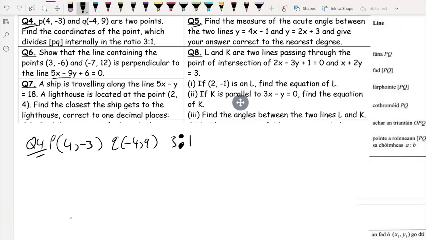As coordinate geometry line revision sheet 1, question 4. The points P (4, -3) and Q (-4, 9) are two points. Find the coordinates of the point which divides PQ internally in the ratio 3 to 1. It's the internal case. We have two points in a ratio.